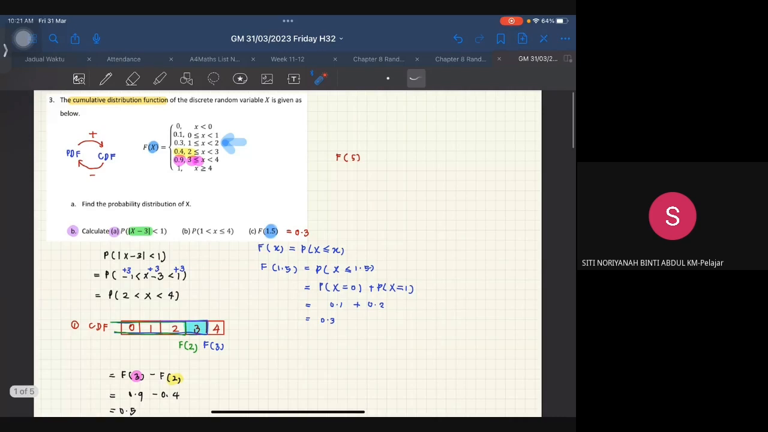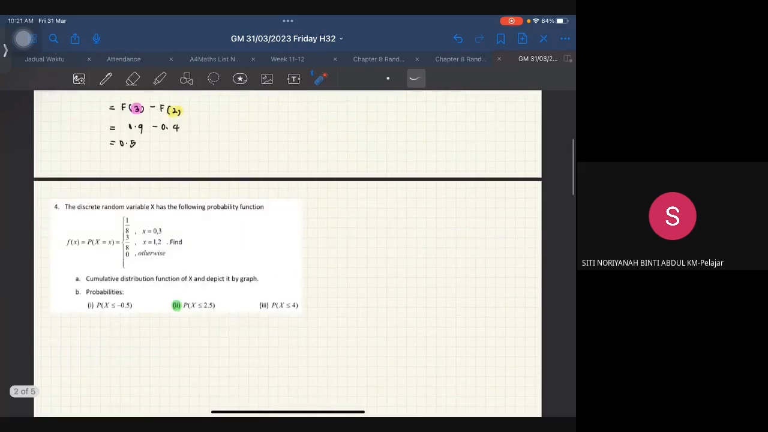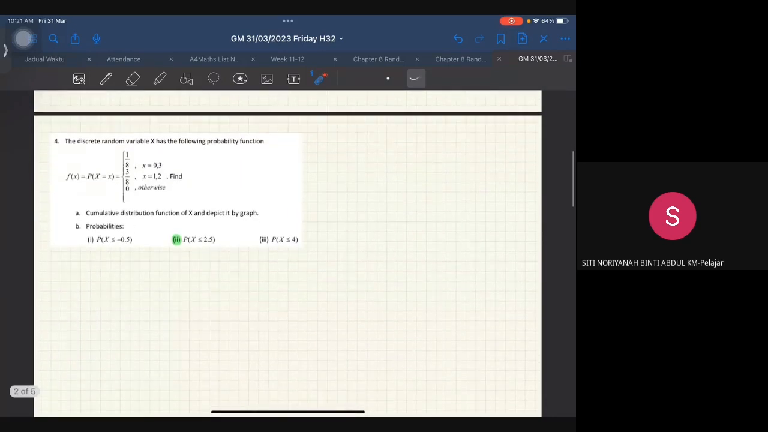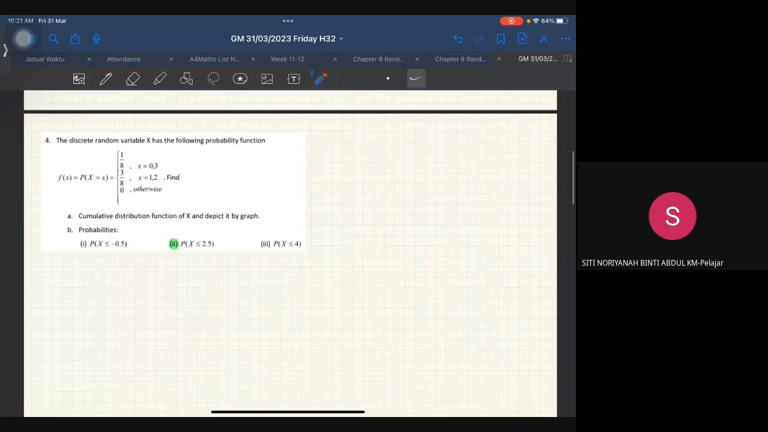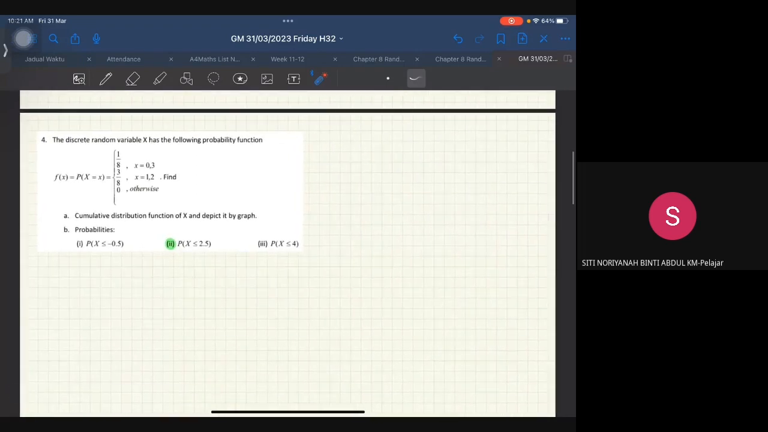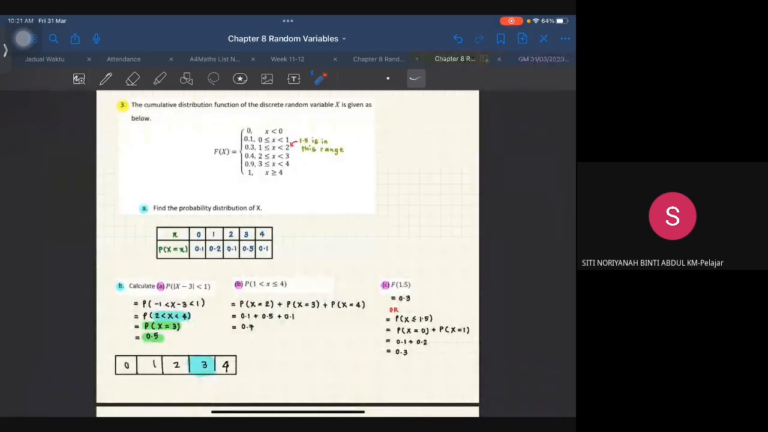So let's continue to question number 4. So this one, soalan bagi awak discrete random variable X. And then the first part of the question, dia minta awak cari cumulative distribution function and depict it by graph. Okay, so let me just copy down the answer for part A.